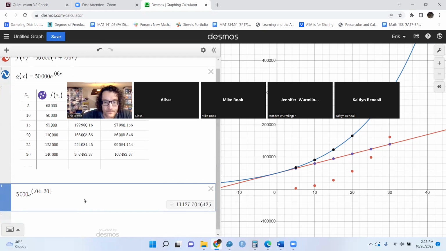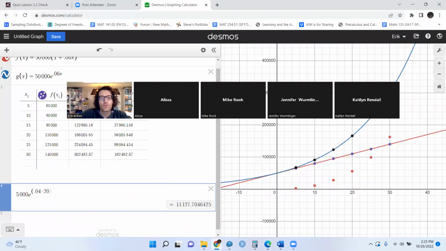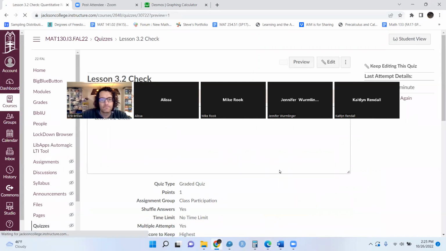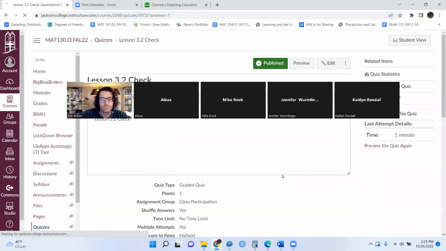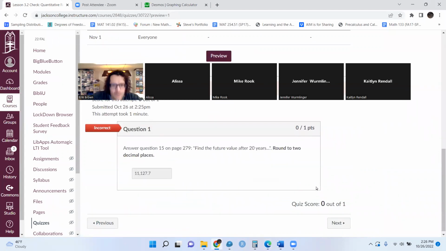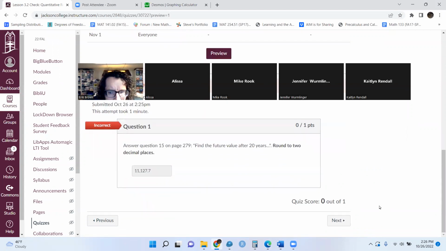11,127.70 is our answer there. Oops, wrong spot. Nope, that was the right spot. 11,127.70. Submit. Did I get it wrong? I did get it wrong. Why did I get it wrong?